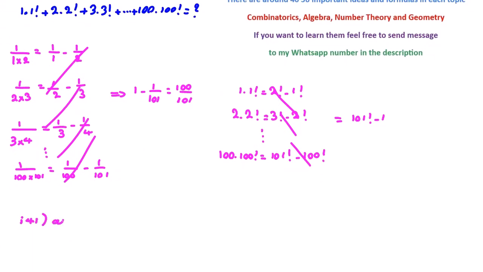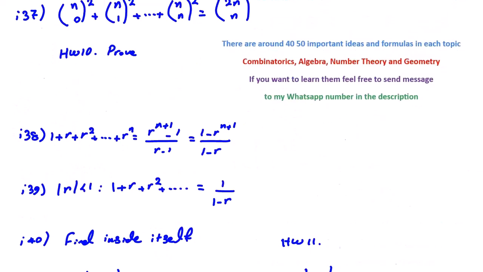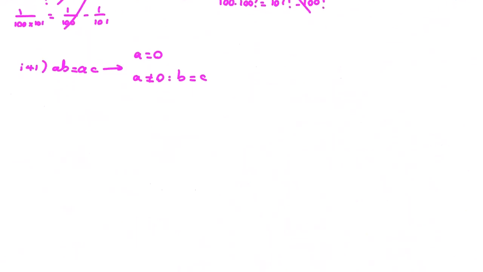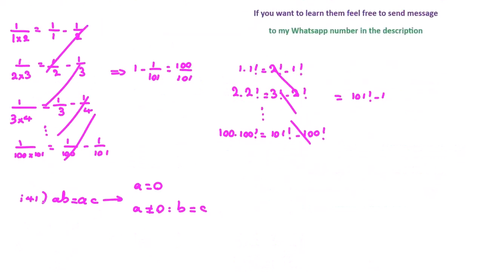Idea 41: when AB equals AC, when you want to divide by A, A shouldn't be 0. So you can say two cases. A is 0, then both of them will be 0. If A is not 0, then we can divide by A, B equals C. Now here it will be idea 41, 42.